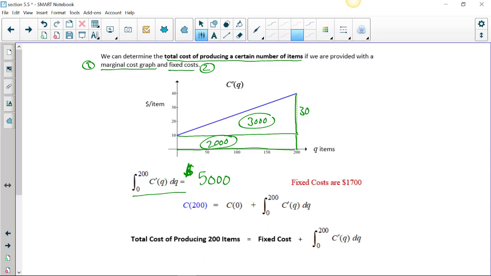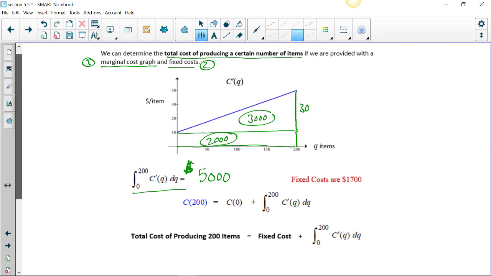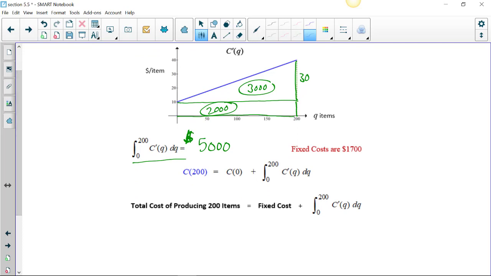So if we want to know the total cost to produce 200 items, then we're going to need our fixed costs and that total variable cost, which now we have. So the graph gave us that. Somebody had to have given us the fixed costs. So we can say basically then the total cost for producing 200 items is the fixed cost, which is $1,700, plus my total variable cost, which is $5,000.